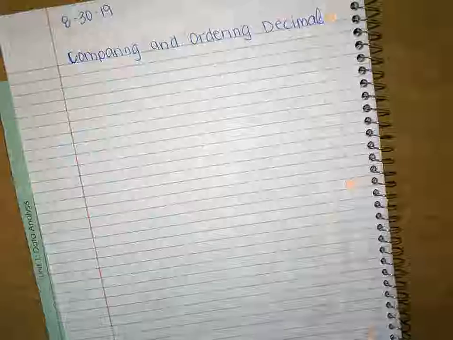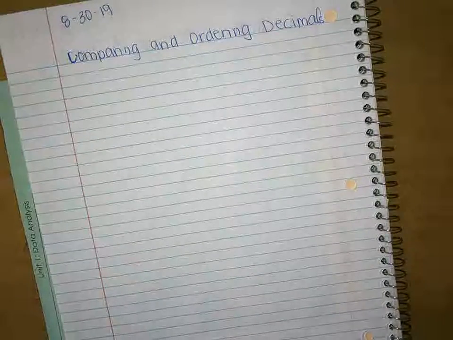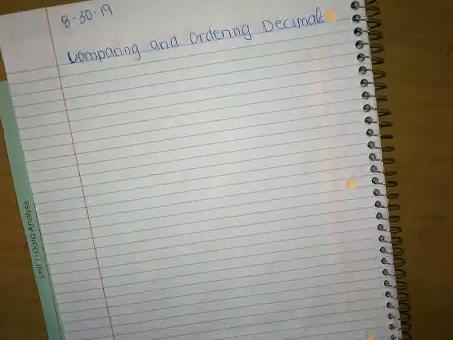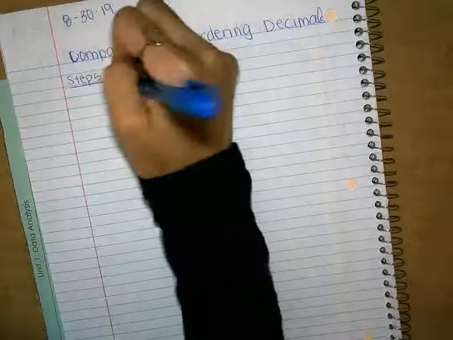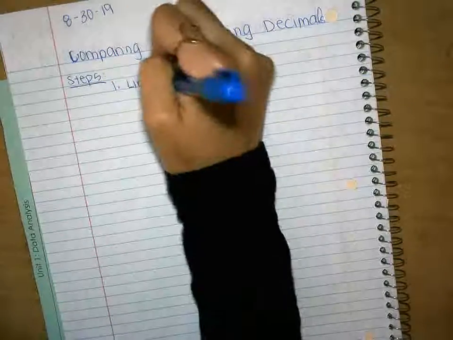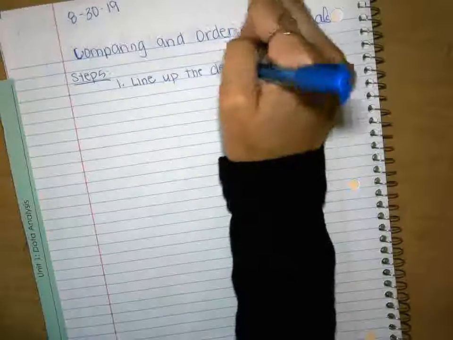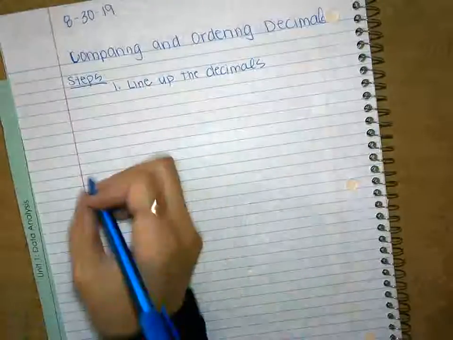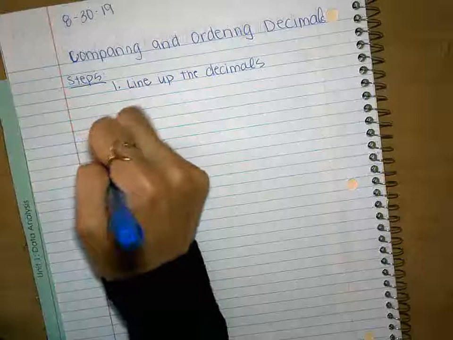Comparing and ordering decimals, I think, is by far the easiest of every type of number to compare and order because you can line up the decimals. And that's exactly what your steps are going to be. So steps, your first step is to line up the decimals. And I'm going to have you leave a couple spaces, and we're going to do comparing examples.